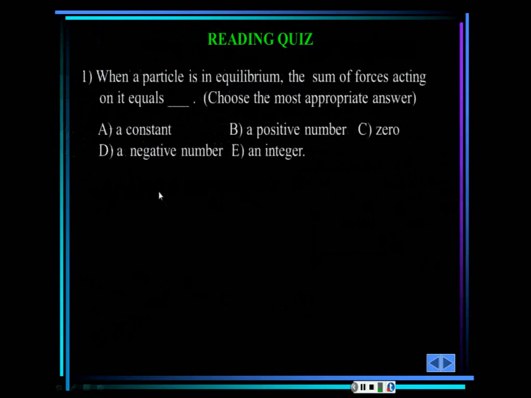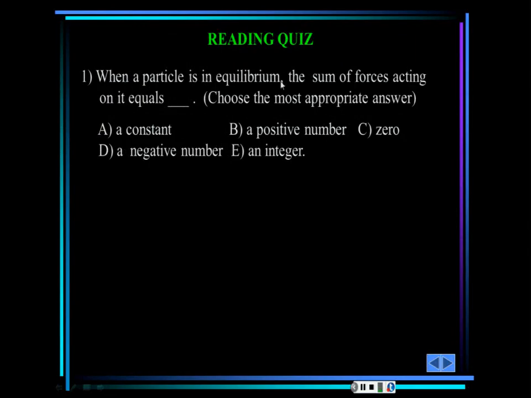Now, first of all, quick question. When a particle is in equilibrium, the sum of the forces acting on it equals, and you have to choose the appropriate answer. I'm going to give you 5 seconds just to think of an answer, but please do it. Don't just wait for me to tell you the answer. Think, and what do you think it's going to be? Well, think about it. If it's in equilibrium, that means that there is not going to be unbalanced force. But that means that the resultant force, the sum of the forces, has to be equal to 0. That would be the correct choice.